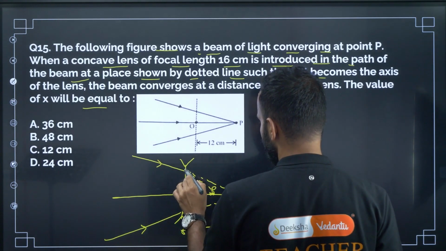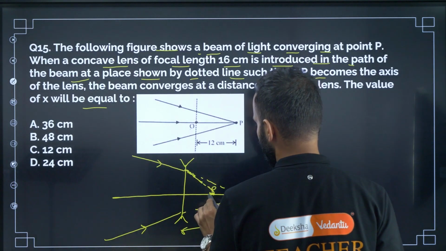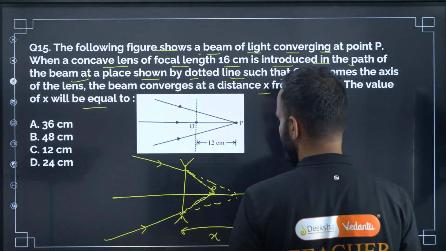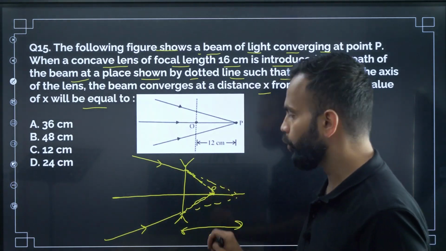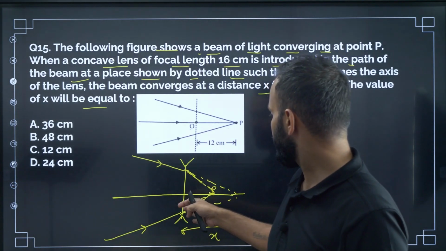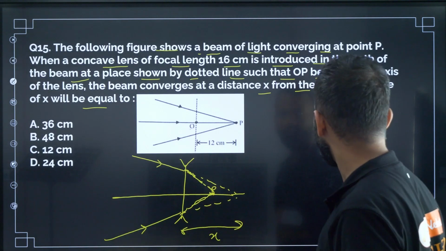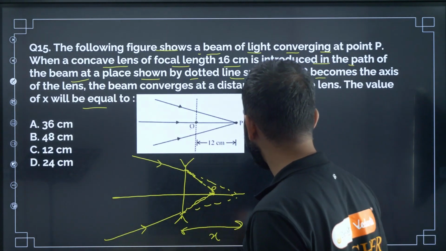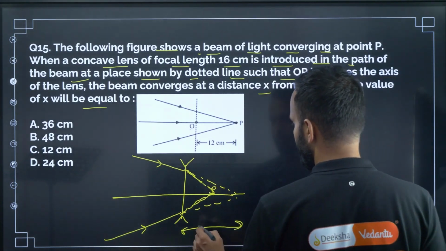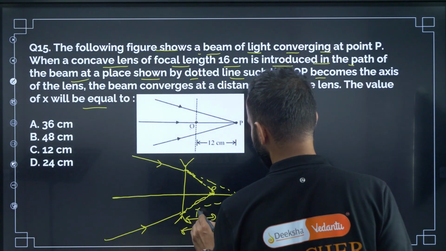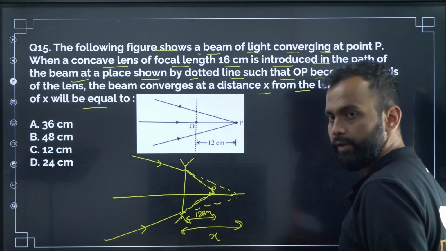Here these are the light rays converging at point P before we are keeping the concave lens, right? So we need to find the value of x. So here it's 12 centimeter, right? 12 centimeter.